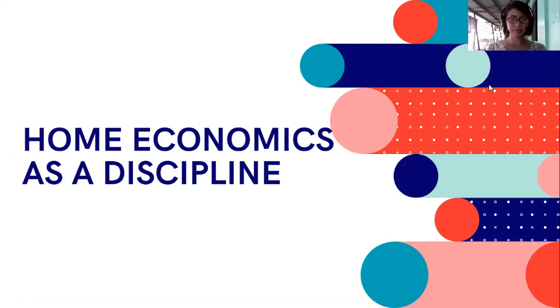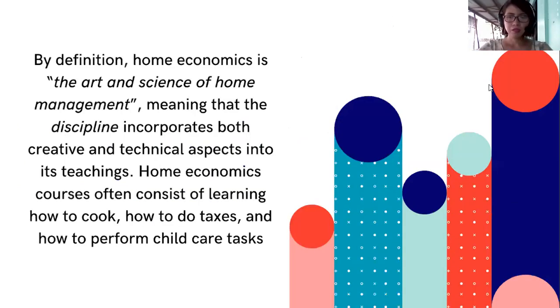Talking about discipline, it is a branch of knowledge or a field of study or simply an area which involves home economics. Later on, we will find out what are those areas involved in home economics. So, let us define first what it means. By definition, home economics is the art and science of home management.